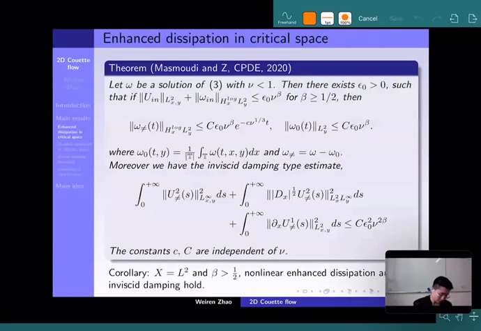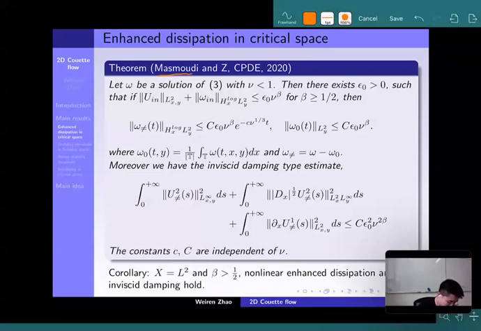Okay, so next I will briefly introduce what we have done precisely. The first result is with Professor Masmoudi. We proved that if the initial data is in some very low regularity space, like H log in X, and in the Y direction, we do not require any regularity.